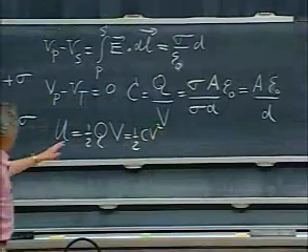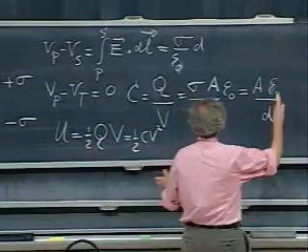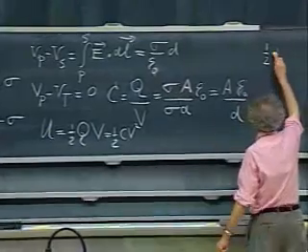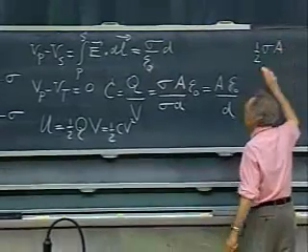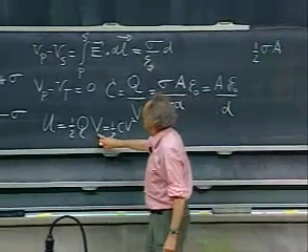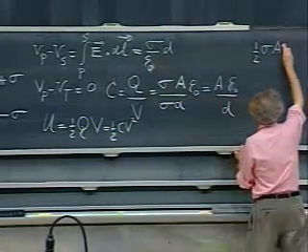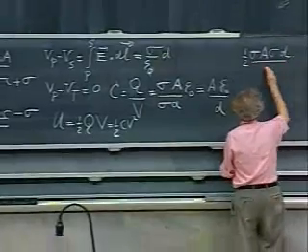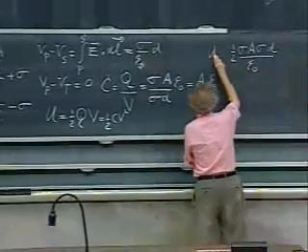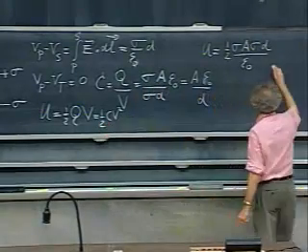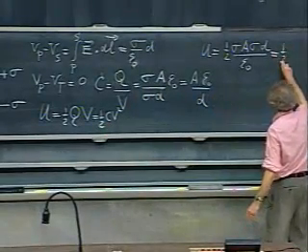So what is 1/2 QV? Let's first take this one. That is 1/2. Q is sigma times A. The potential difference V we have here is sigma d divided by epsilon 0. So this is the answer that we would find from this one.